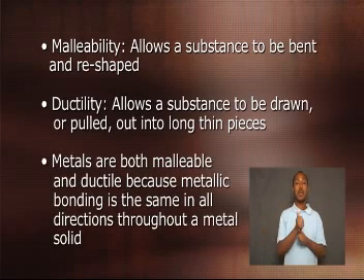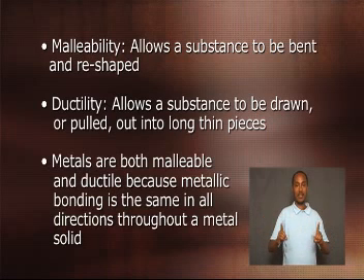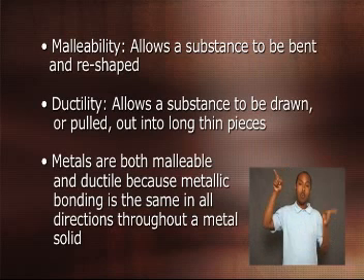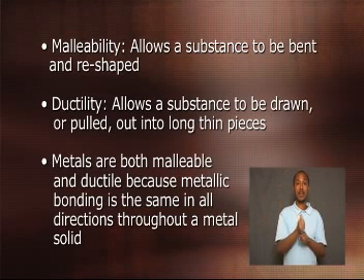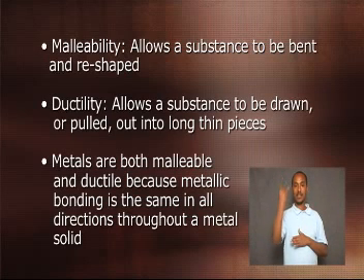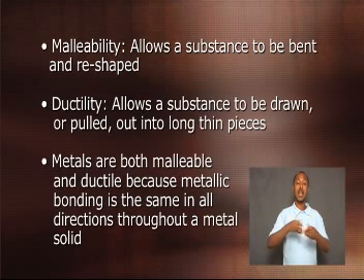Metals are both malleable and ductile because metallic bonding is the same in all directions throughout a metal solid. When force is applied to a metal, it bends and reshapes while retaining its crystal lattice structure. The cations simply move around and shift.